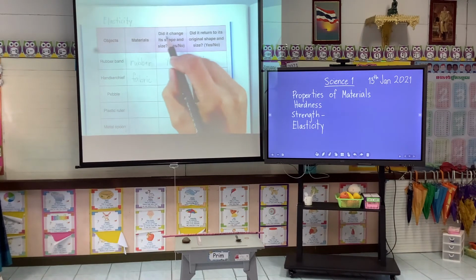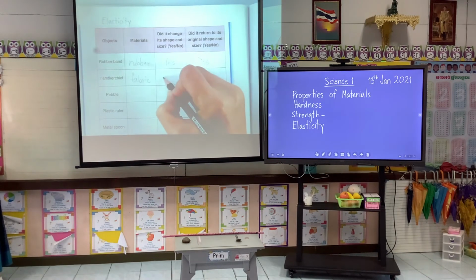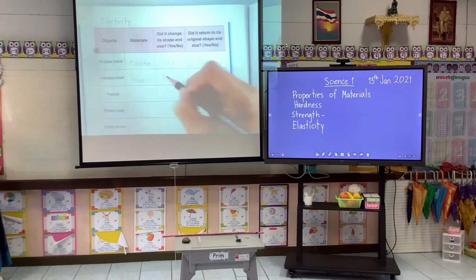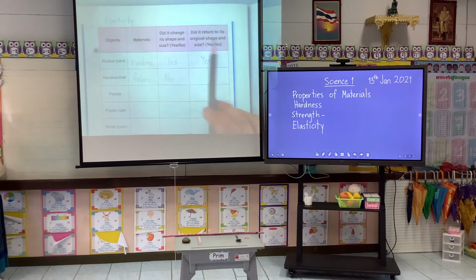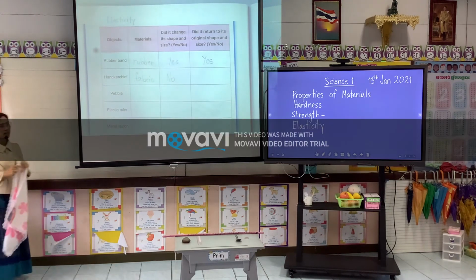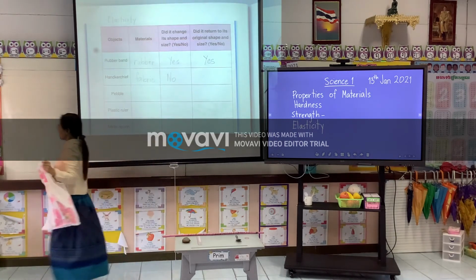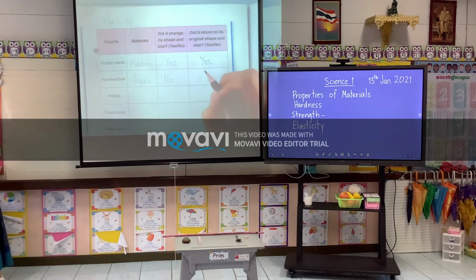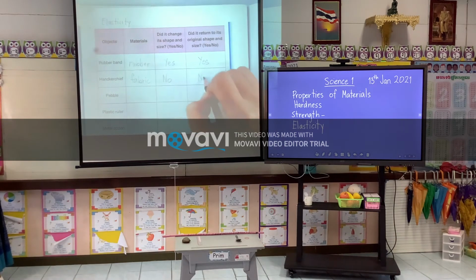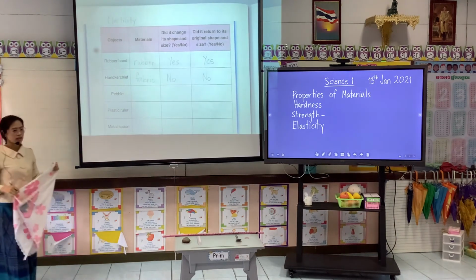So, did it change its shape and size? No. Did it return to its original shape and size? No. It doesn't change. Next one.